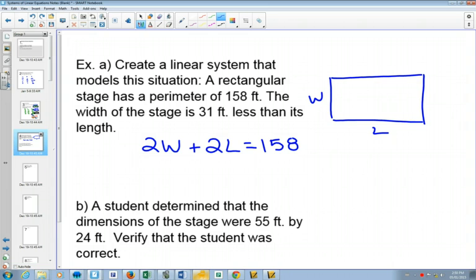Again, you could rearrange this. You could make one of them x, one of them y, into y equals mx plus b form, and you could graph that line.